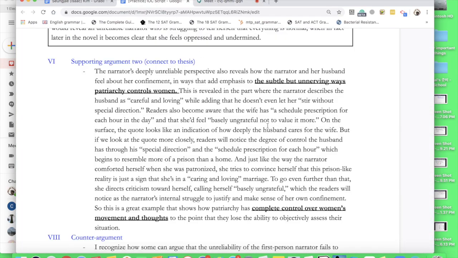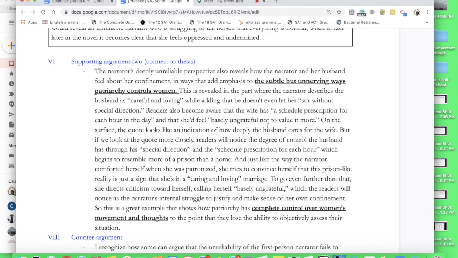Okay. And I thought that this was best revealed in the section where the narrator describes the husband as very careful and loving, while also adding that he doesn't even let her stir without special direction. And readers also become aware that the wife has a scheduled prescription for each hour in the day, and that she'd feel basically ungrateful not to value it more.